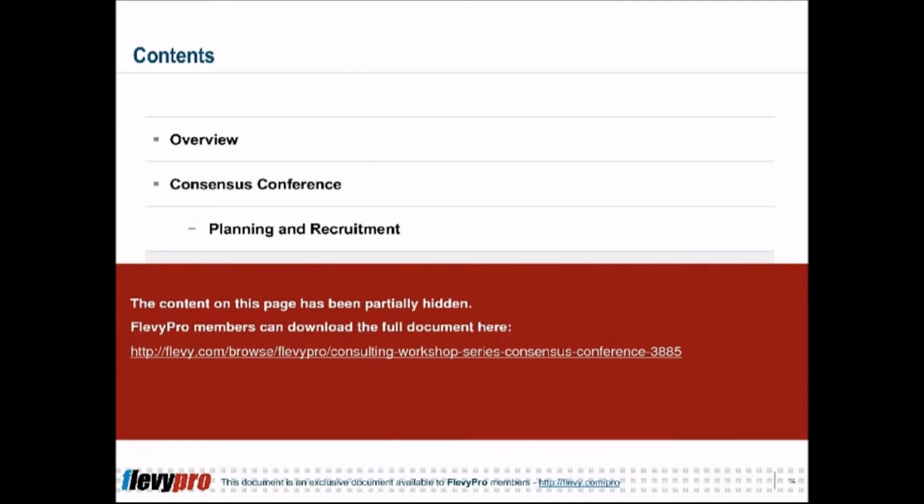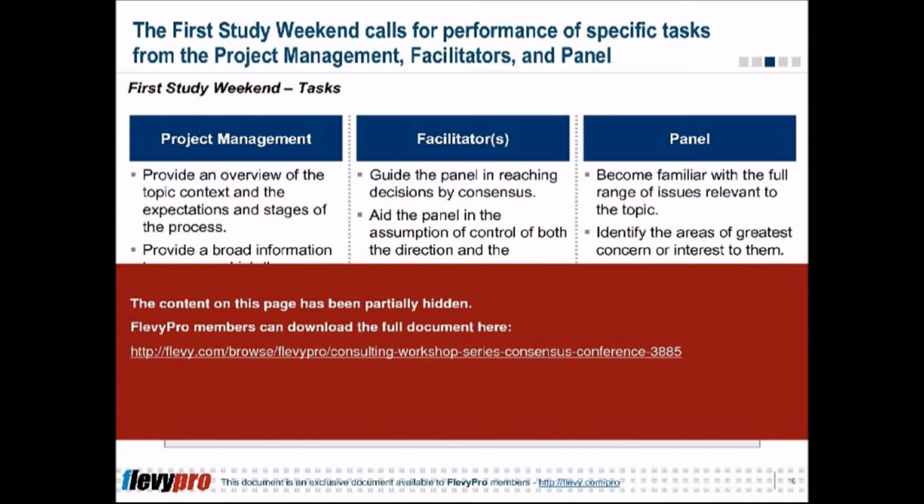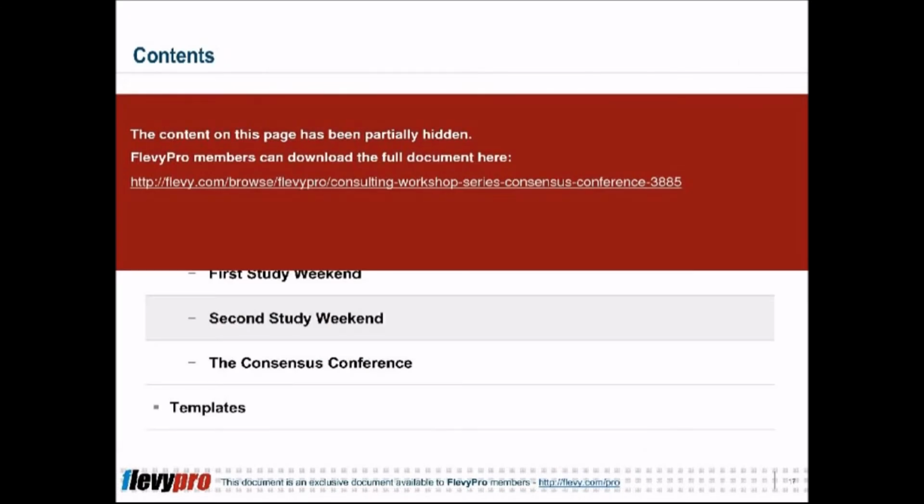Approach to Consensus Conference. The Consensus Conference starts with planning and the recruitment and selection of panel. Thereafter, significant issues relevant to the topic of concern are discovered, drawn, and documented during the first 2 weekends prior to the Consensus Conference.